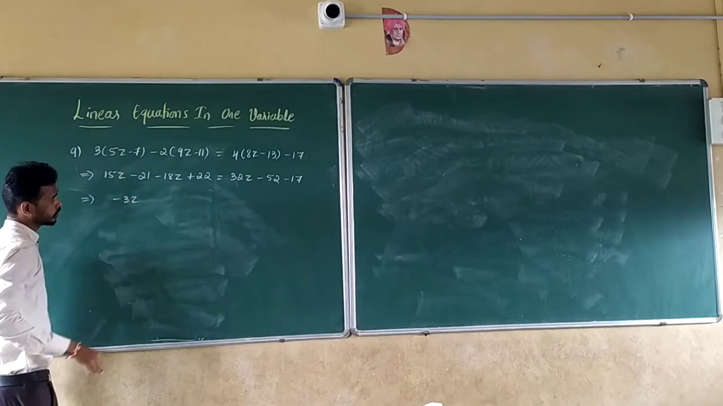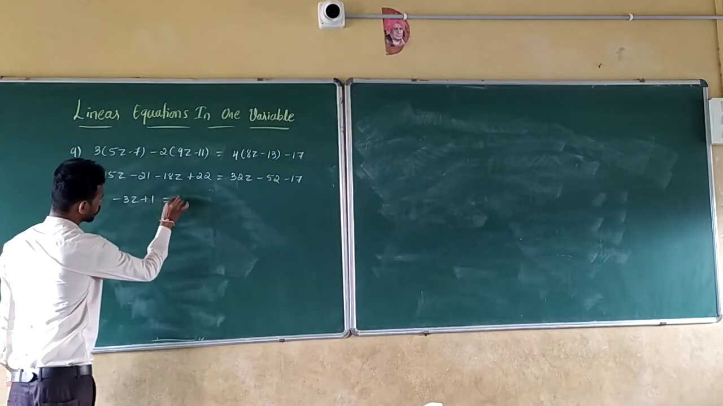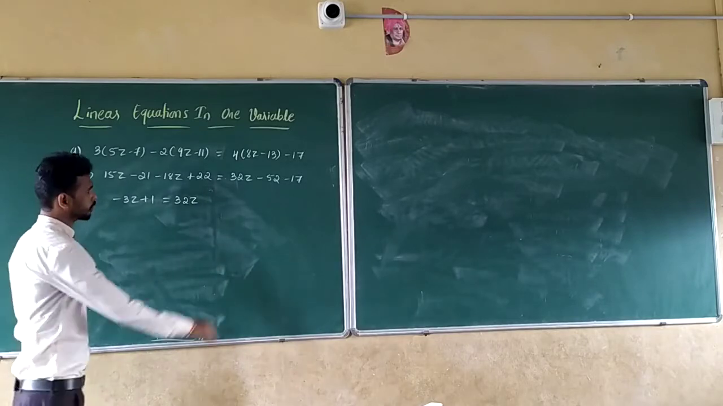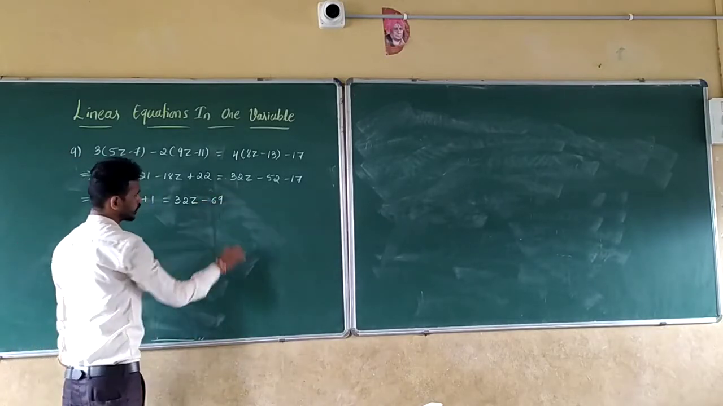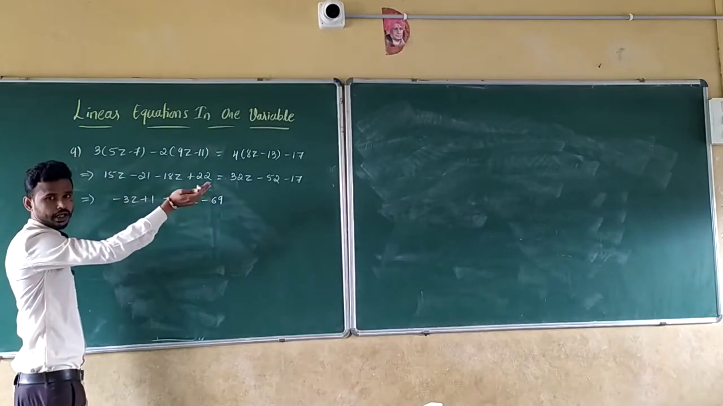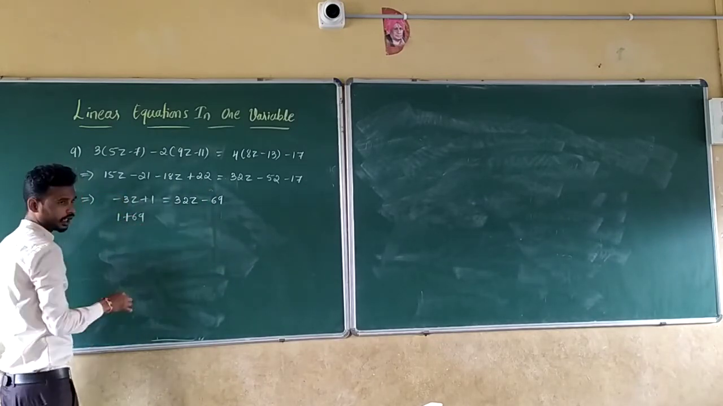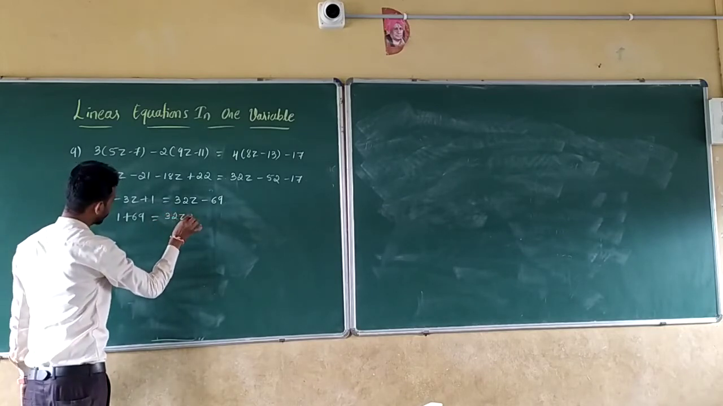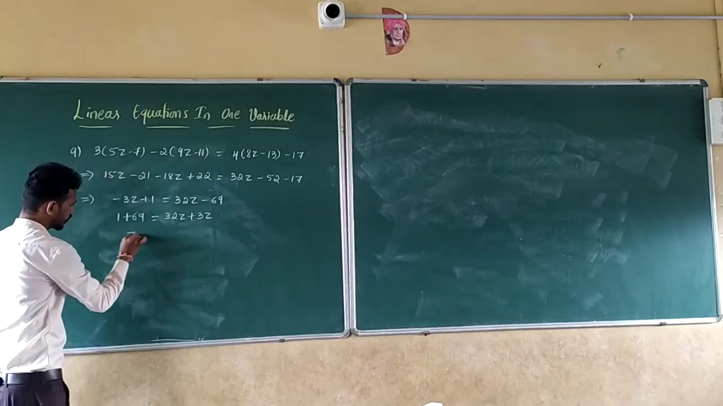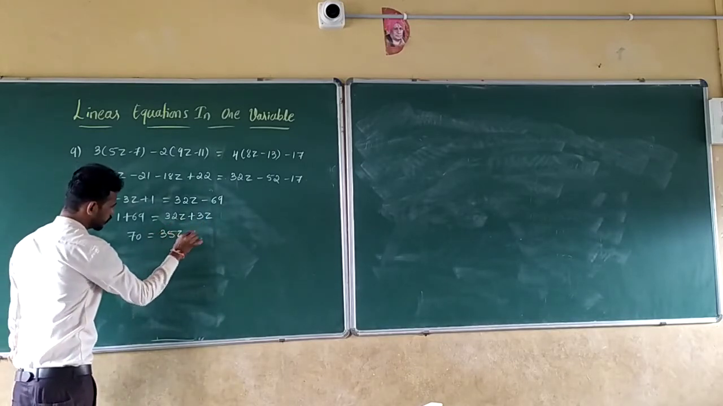Minus 3z minus 21 plus 22. You will get plus 1 which is equals to 32z. So minus 52 minus 70, how much you will get? Minus 122. So now take minus 3z to the RHS and bring the constant to the LHS. 1 plus 69 which is equals to 32z plus 3z. So now 1 plus 69, 70 which is equals to 32 plus 3, 35z.